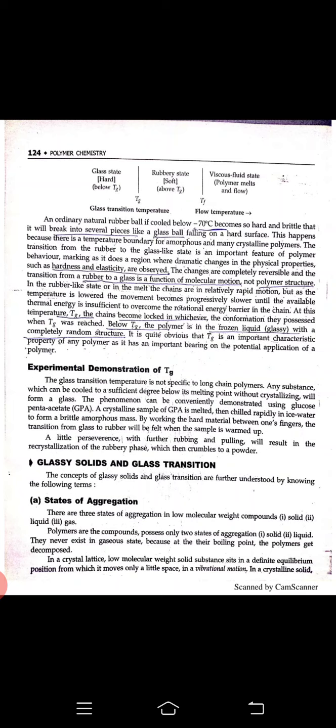An ordinary natural rubber ball, if cooled below minus 70 degrees centigrade, becomes so hard and brittle that it will break into several pieces, like a glass ball falling on a hard surface. This happens because there is a temperature boundary for amorphous and many crystalline polymers.